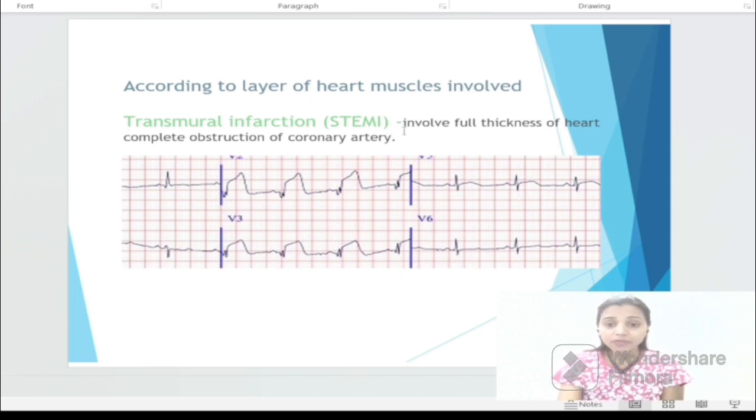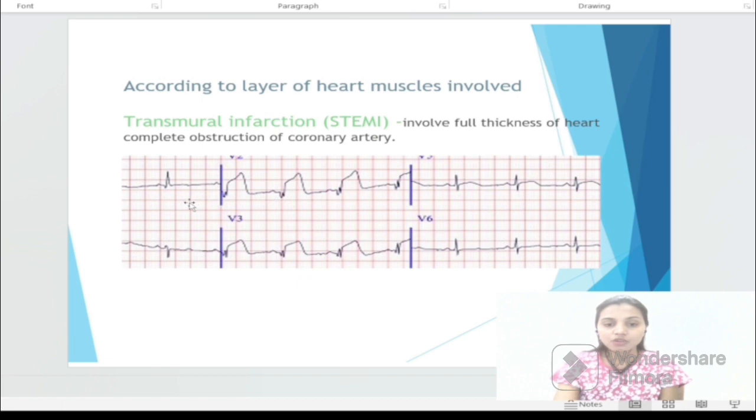It involves the full thickness of the heart, with complete obstruction of the coronary arteries. This condition is caused by full obstruction of the coronary arteries. When the coronary arteries have completely obstructed blood flow, that condition leads to transmural infarction. Okay. So in the ECG of a patient having transmural infarction, the ST segment is elevated.